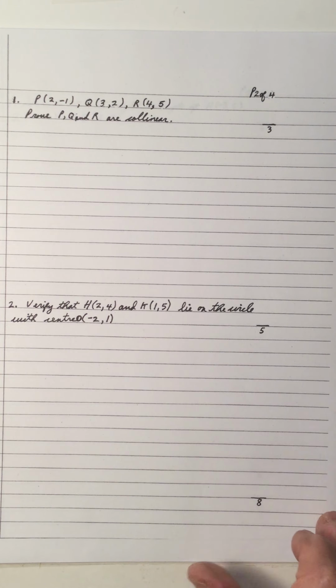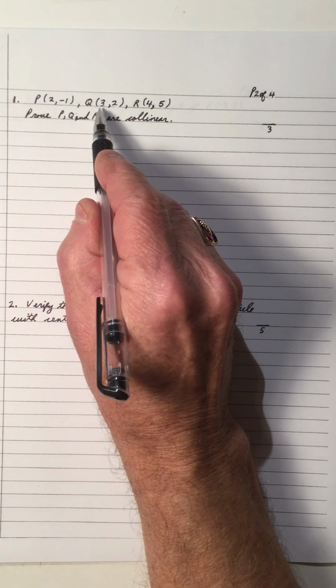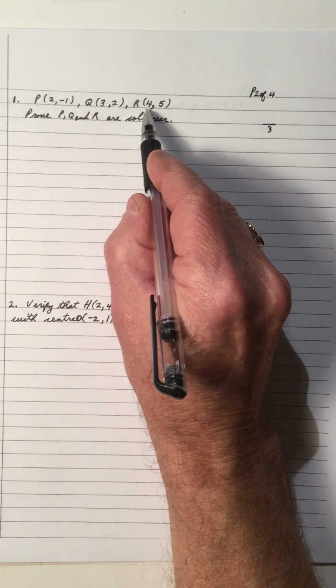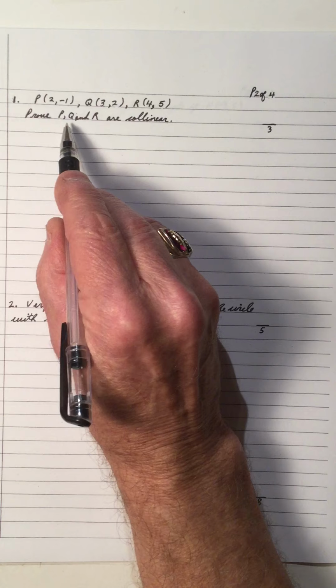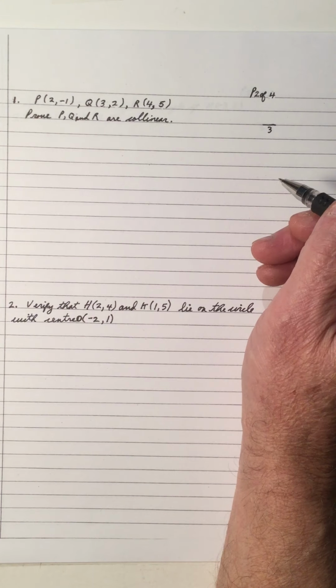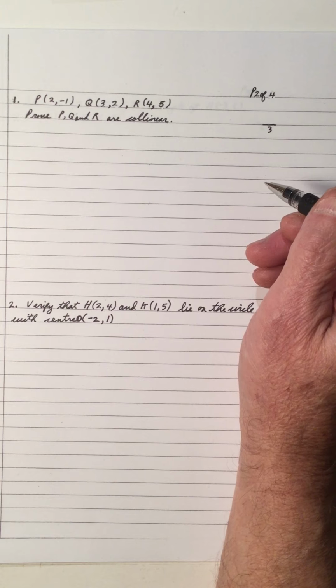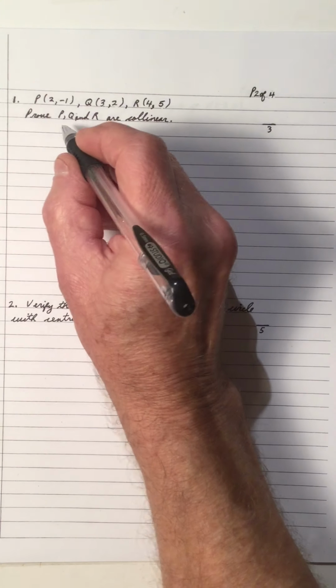coordinate geometry unit. Number 1, P is (2, -1), Q is (3, 2), R is (4, 5). Prove P, Q, R are collinear. Collinear points are points that lie on the same line, and if points lie on the same line, then between any 2 points I should have the same slope.